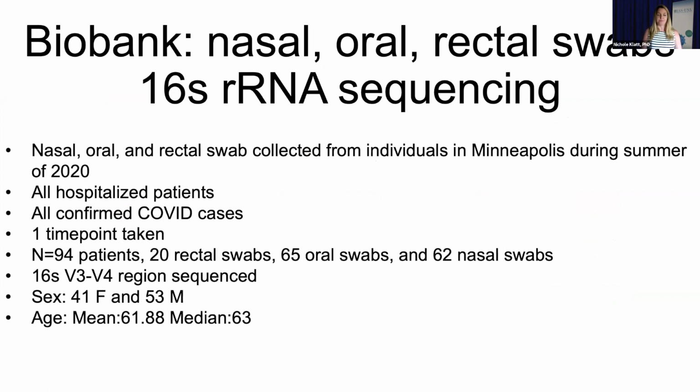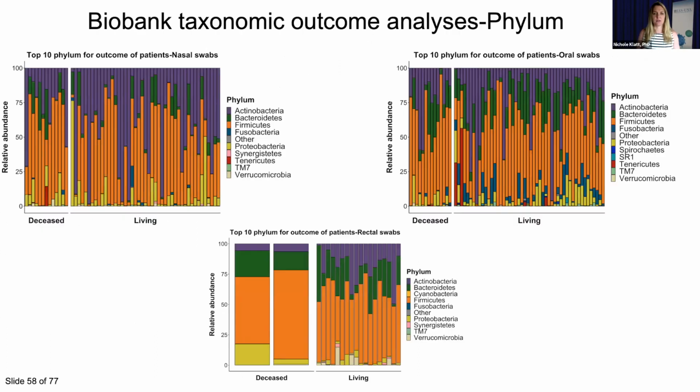So then we also had a biobank here at the University of Minnesota, where we took nasal, oral, and rectal swabs, and people had an option of whether they wanted to do all three or one of the three. So the numbers aren't all the same. We had 20 rectal swabs, 65 oral swabs, and 62 nasal swabs. But these were all hospital patients confirmed with COVID. Again, one time point taken. We had 41 females, 53 males, median age of 63. And this, again, all was in Minnesota.